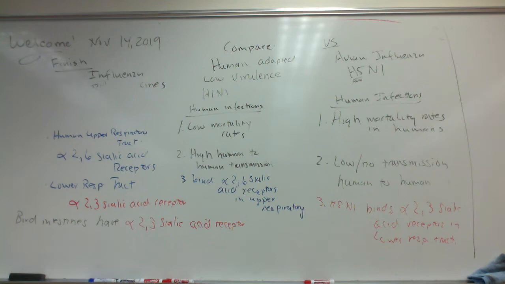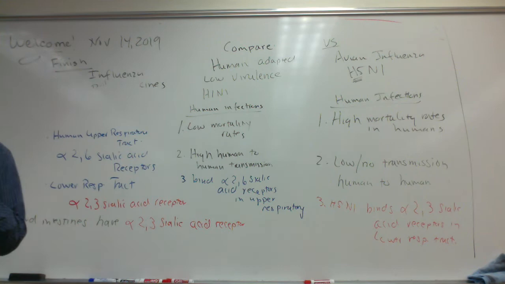And folks, we always have to do the caveat: even with the low virulence human-adapted strains, do you think we can have pretty high mortality rates in our high-risk populations? Old folks, the very young, anybody immunocompromised. So we still respect them. But it's not the devastating mortality rates of avian influenza.